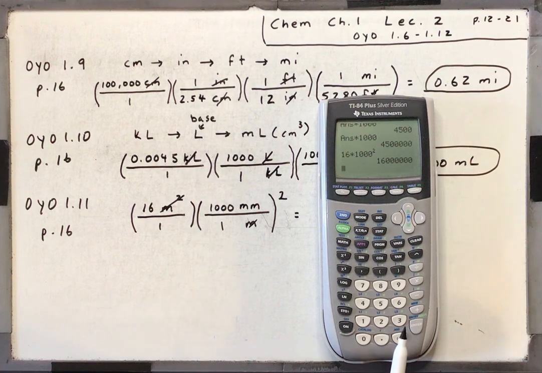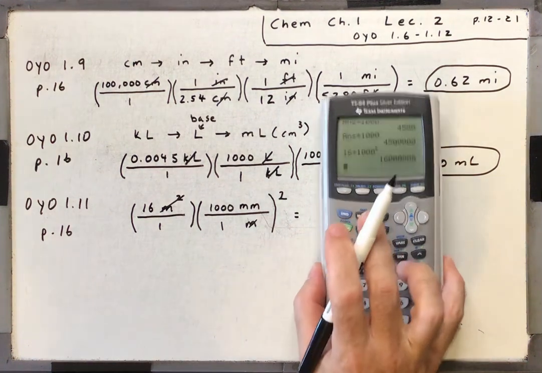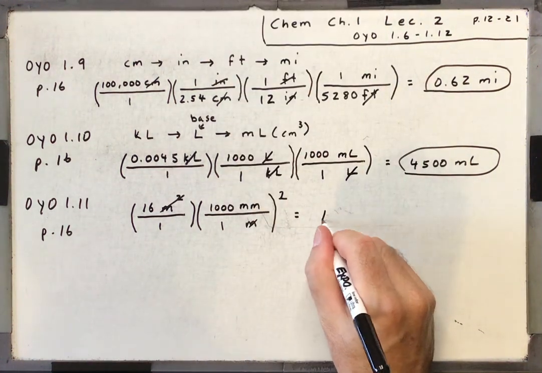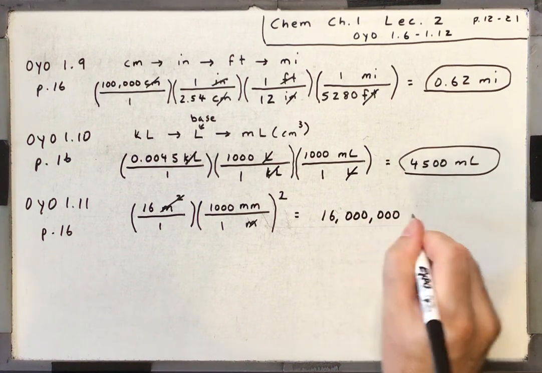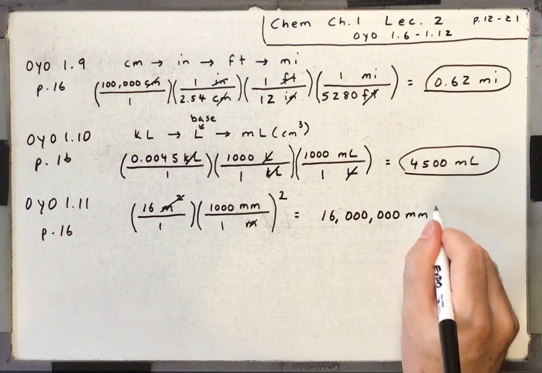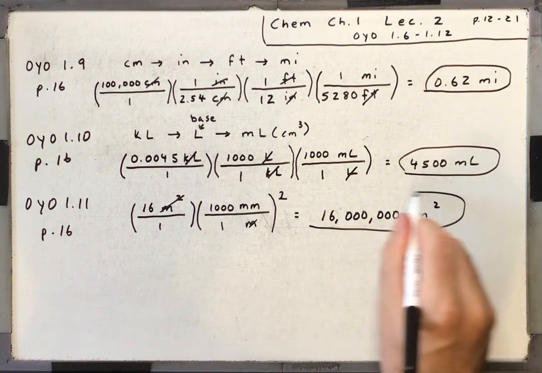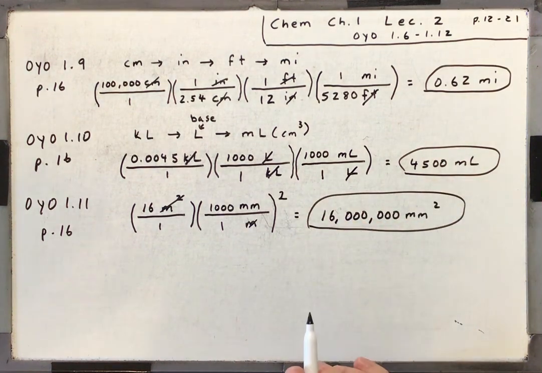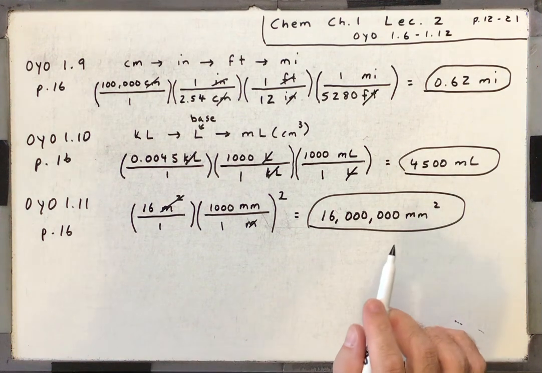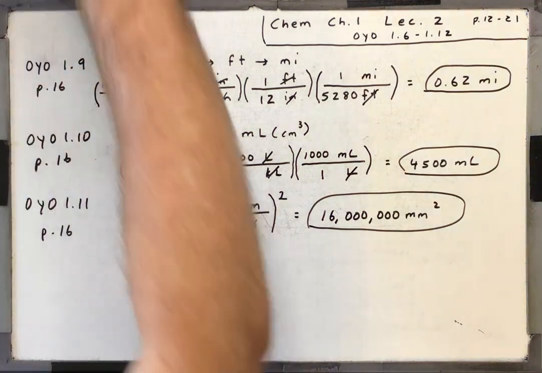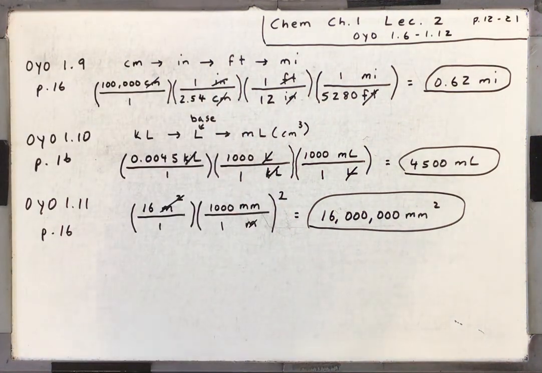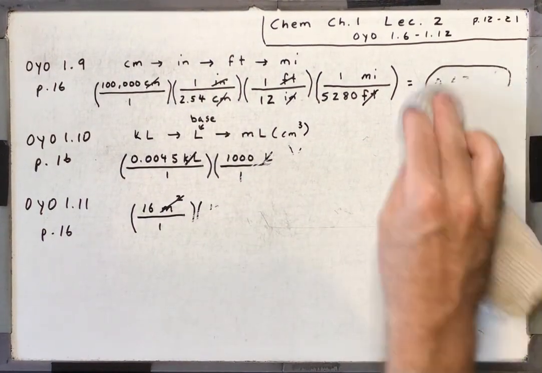Hit enter, and you end up with 16 million square millimeters. So that's a unit of area. When it's a unit squared, that's a unit of area. When it's cubed, that's a unit of volume. All right. So we're going to go to a little bit of a different topic before we finish lecture number 2.